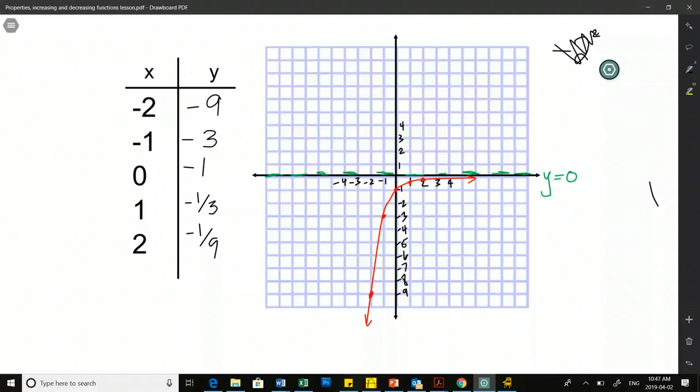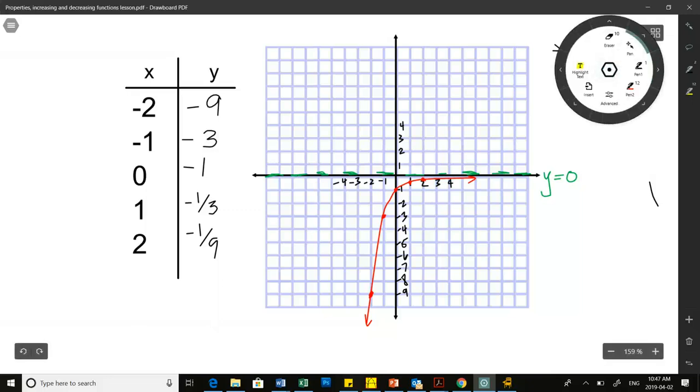Okay, if you're not 100% sure what happens after the value 2, you can always add 3, 4, and 5 onto your table of values, and then add it onto your graph just to see what's happening. But I think the general trend is that this is being cut by a factor. It's being divided by 3 to get our future values for y. So I think 3 will be negative 1 over 27, and so on. We'll just keep dividing by 3.